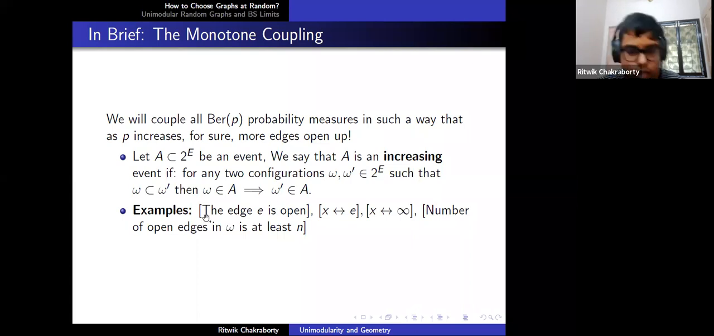So what are some examples? Consider the event that a particular edge e is open. As you can probably see visually, if you take any percolation configuration in which the edge e is open, then no matter how many more edges you open up, the edge e is still going to be open. So therefore it's an increasing event. And more important examples are these canonical events: x is connected to an edge e, x is connected to infinity. They are increasing too.